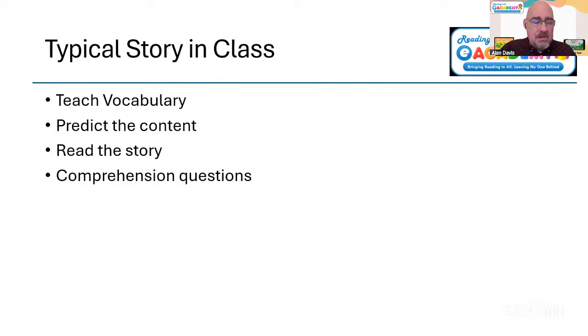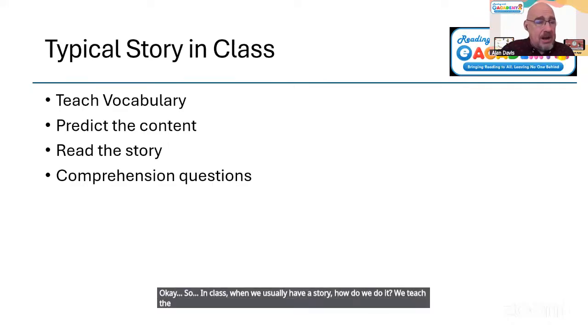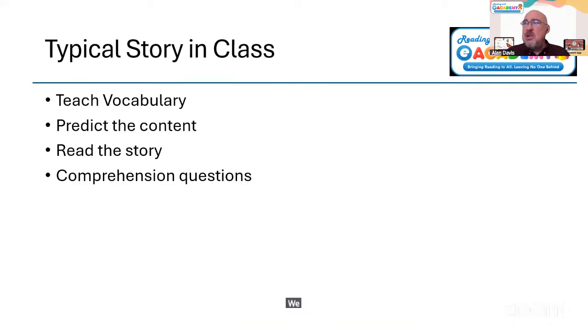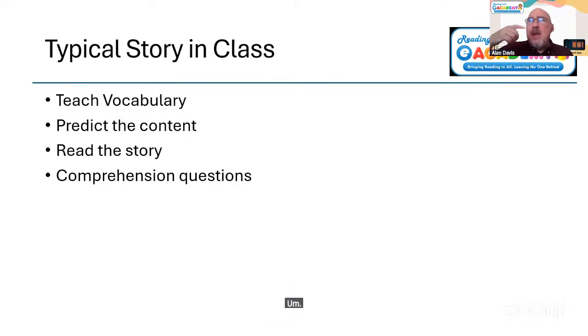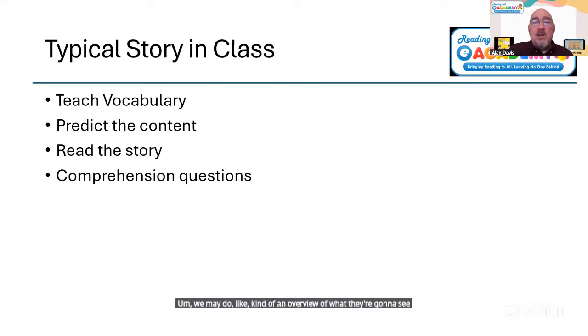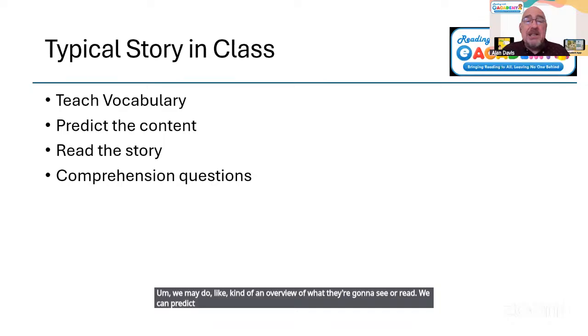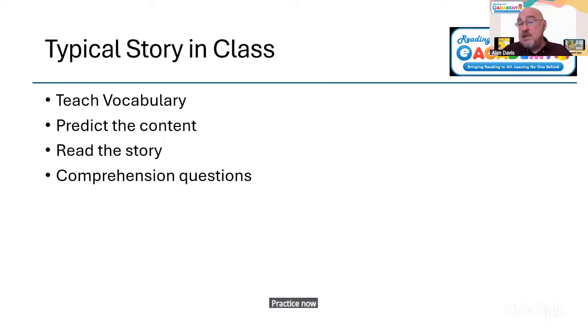Okay. So in class, when we usually have a story, how do we do it? We teach the vocabulary. We might teach some grammar patterns as well that you're going to encounter. We may do kind of an overview of what they're going to see or read. We can predict the content. This is a very common practice now. And this is, of course, critical thinking already.